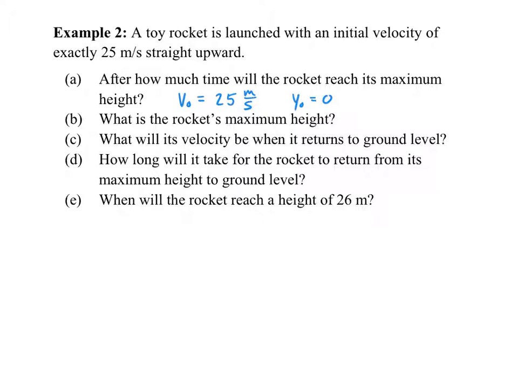What other piece of information do I know about max height? At max height, very good. The velocity is 0. At max height, which is where we're looking at, the end of our problem, the velocity is 0.